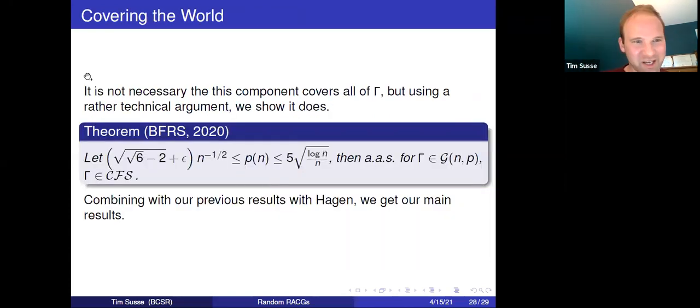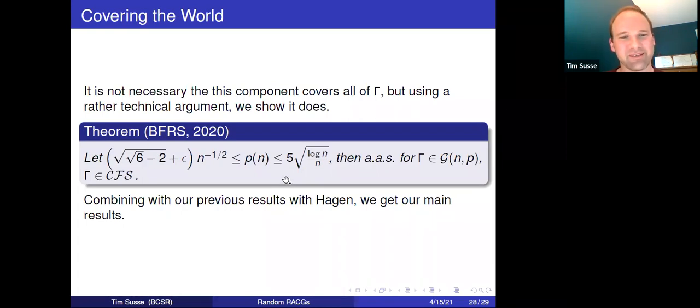And we have this giant component now. It's not necessary that this component covers all of gamma. It doesn't follow immediately, but as with all probability, there's a rather technical argument, and we show that it actually does. And so the denouement is that for p of n in this range, asymptotically almost surely gamma sampled from G(n,p) will have this CFS property.